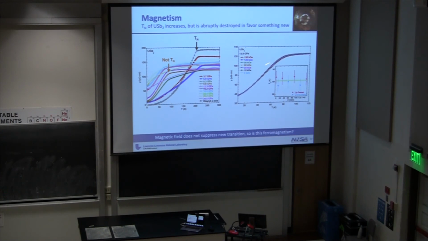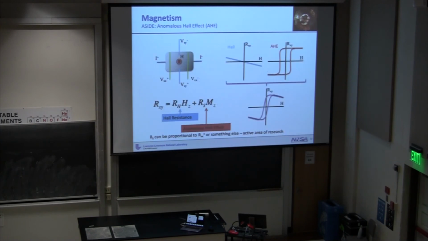If we look over here, this data is at 14 GPa, somewhere between that one and this purple one. We apply magnetic field and look at the transition, and basically we don't see any change. So magnetic field is not suppressing this transition. It's just constant. It stays at the same temperature in magnetic field.